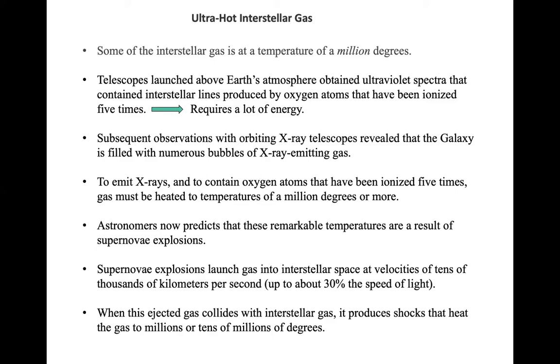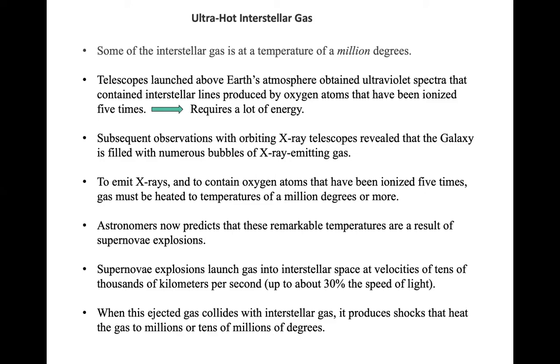And then subsequent observations with X-ray telescopes revealed that the galaxy is filled with numerous bubbles of X-ray emitting gas as well. Normally, if the gas is emitting X-rays, that means that particular gas is very hot, right? So just look at the X-ray wavelength, and you can convert it to temperature. X-ray is very, very hot. So to emit X-rays and to contain oxygen atoms that have been ionized 5 times, the gas must be heated to temperatures of million degrees or more. Right? So that is the conclusion.